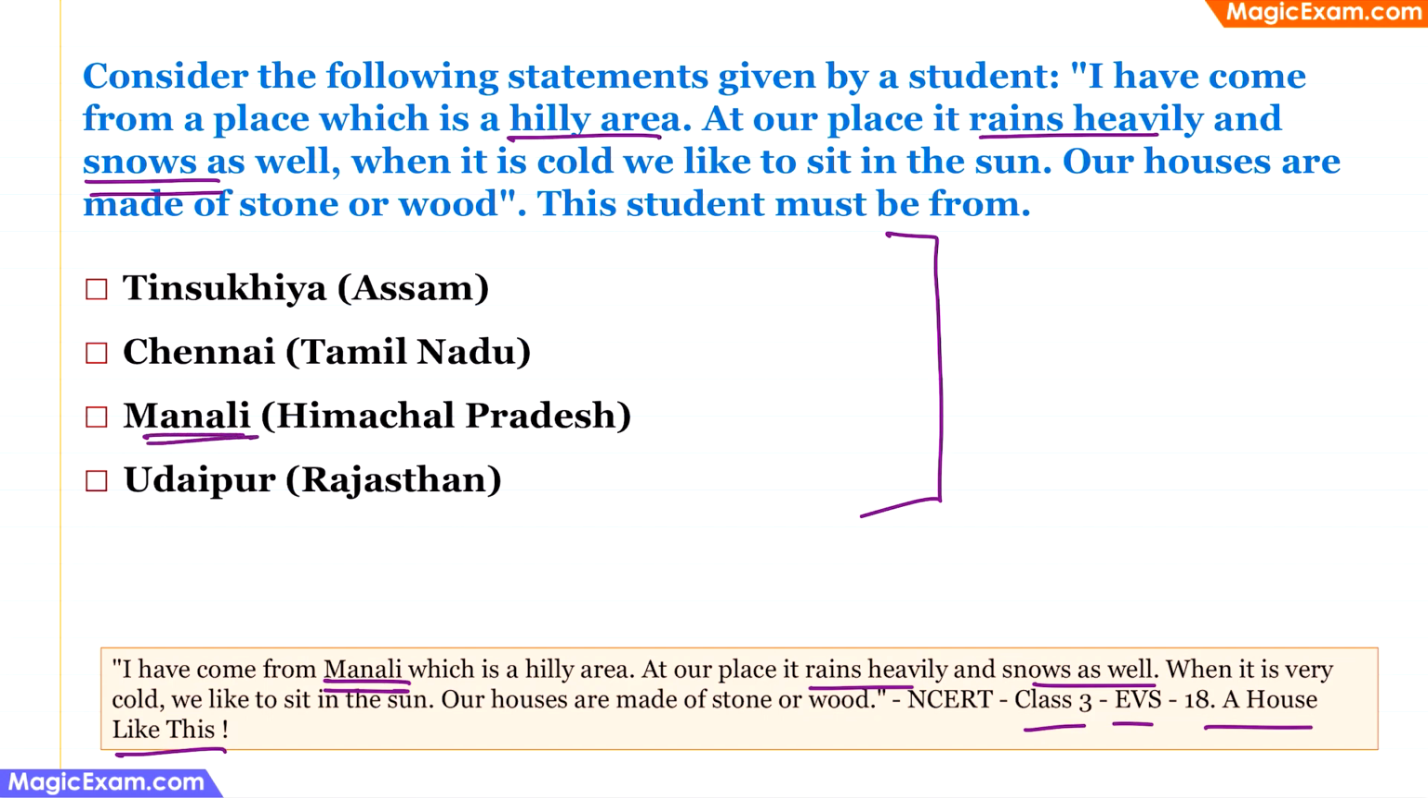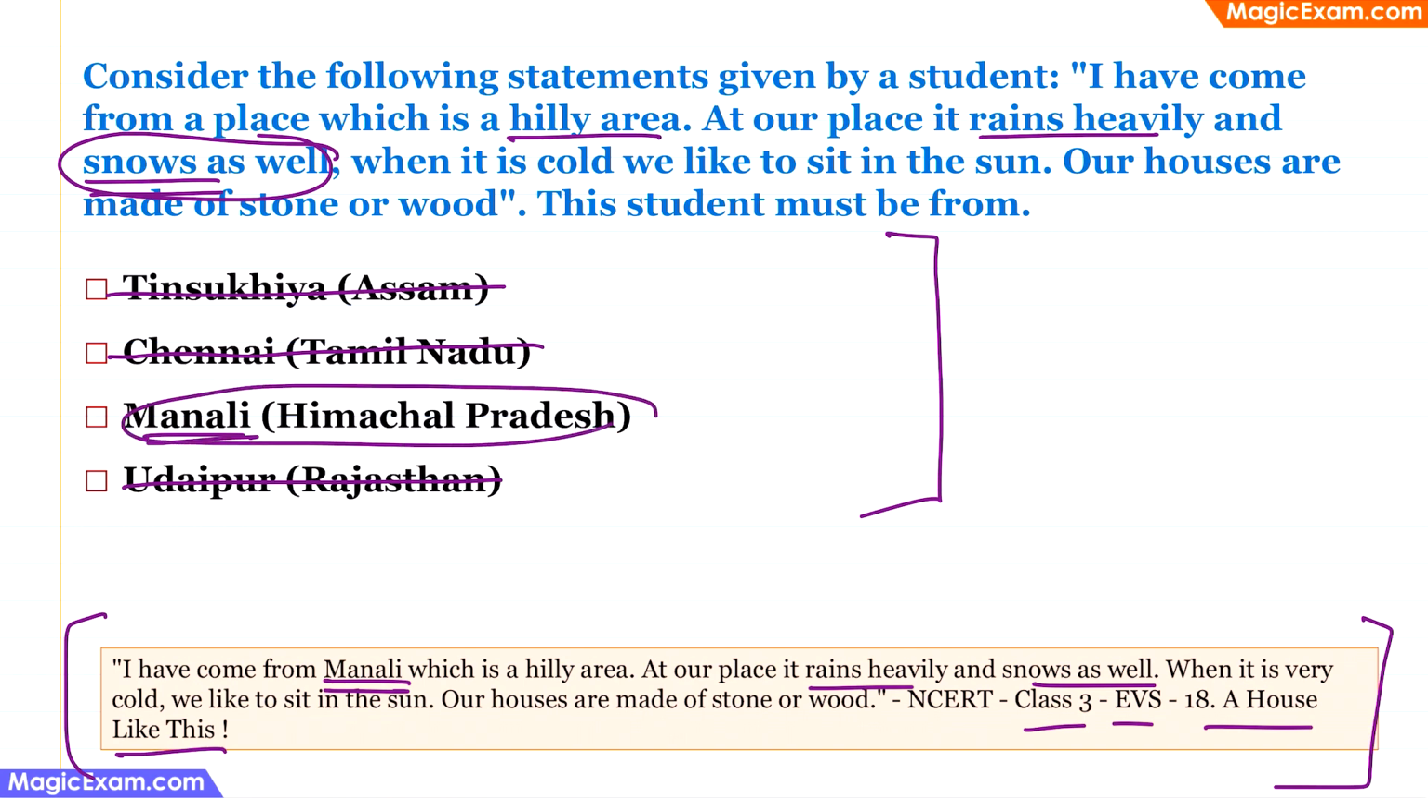Now, even if you have not read this chapter, when you look at all the answer choices, you'll be able to identify that the place where the student comes from is a place where it snows as well. And you know that in Udaipur, Rajasthan, it doesn't snow. In Chennai, Tamil Nadu, it doesn't snow. And even in Tinsukia, Assam, it doesn't snow, right? So the only place among the options where it will snow is Manali. Therefore, Manali is the correct answer.